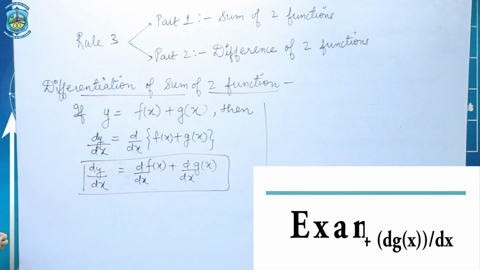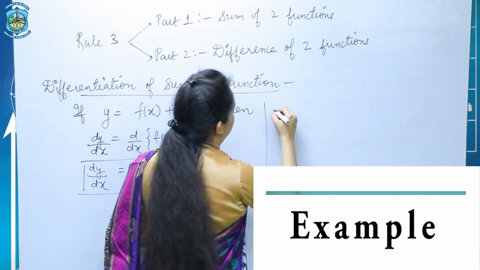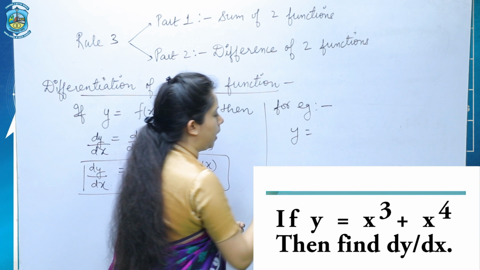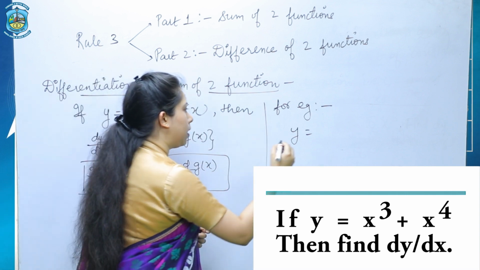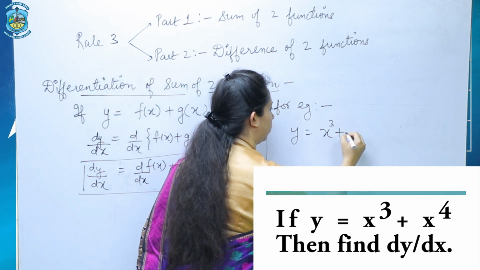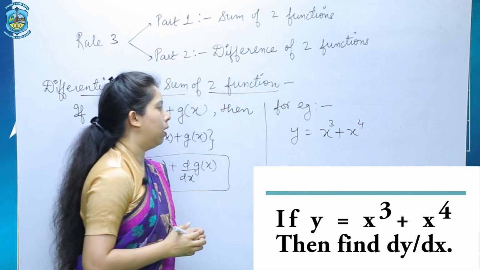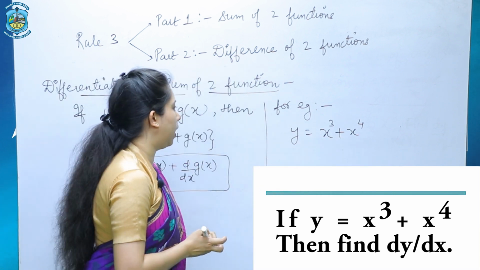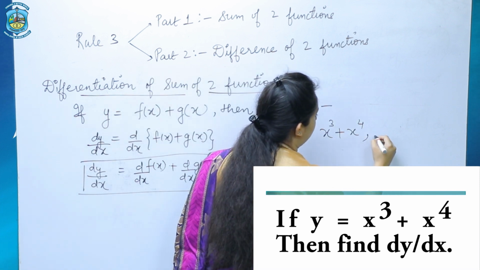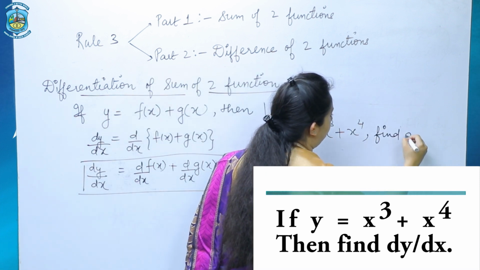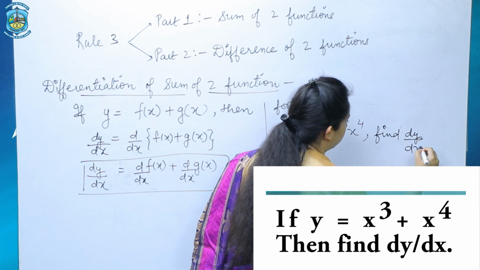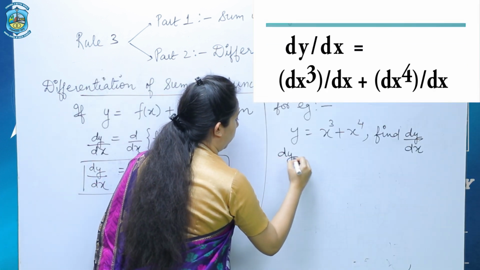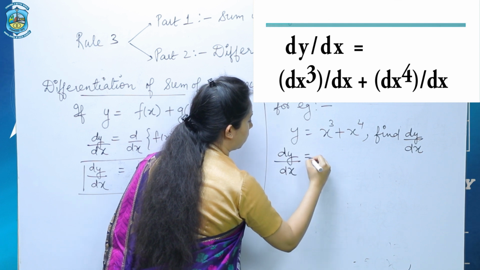Now we consider one example for this. For example, y is equal to x cube plus x raised to the power 4. This is the sum of two functions. Now we wish to differentiate both sides with respect to x. That means we have to find the value of dy by dx. For this, we will differentiate both sides with respect to x.